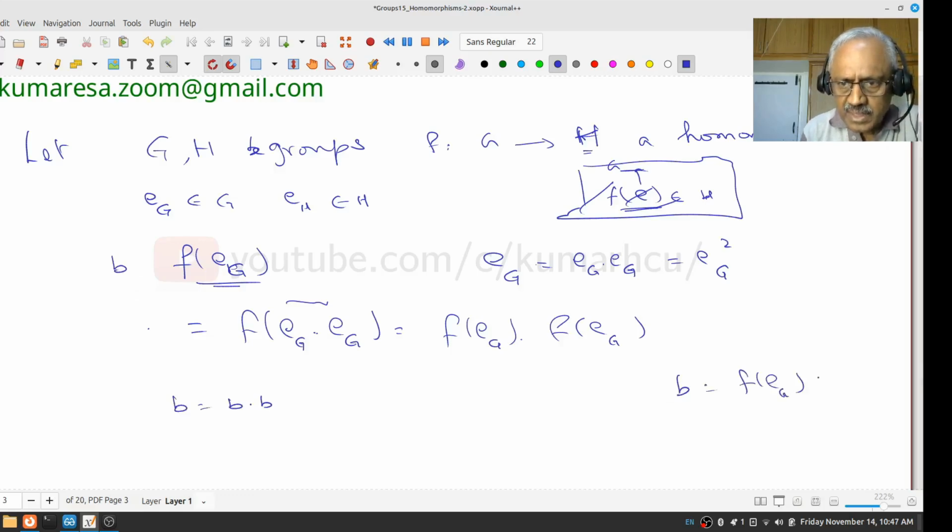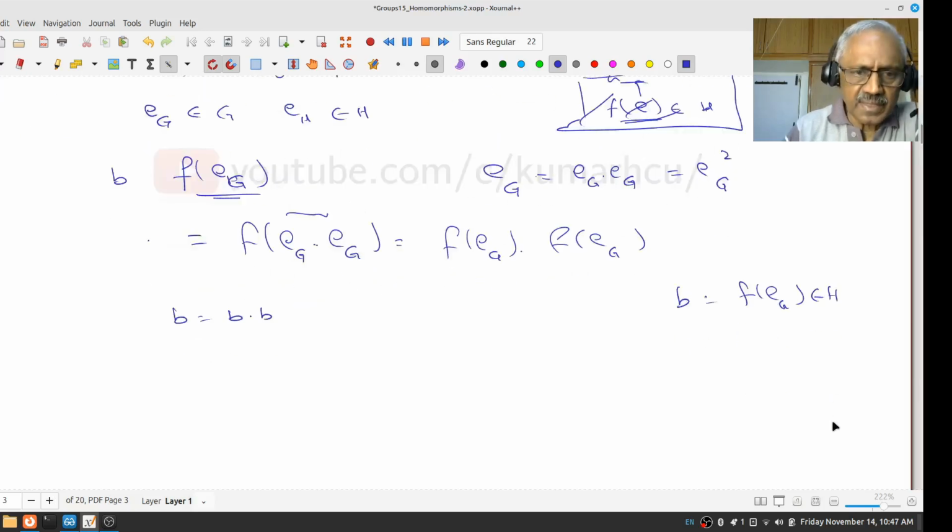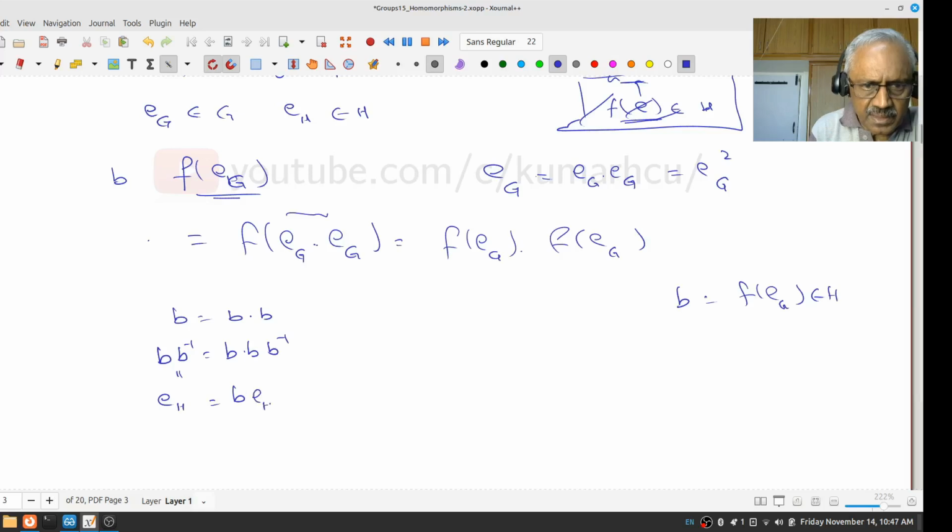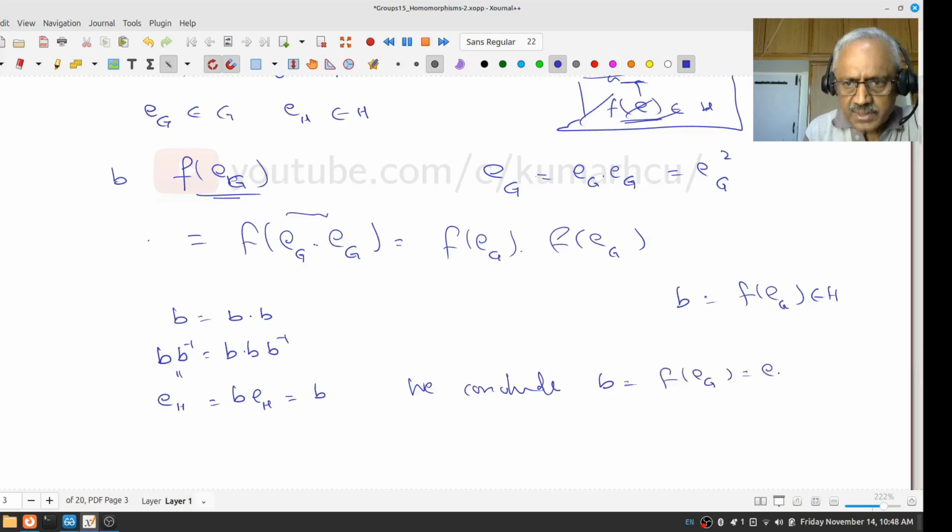Therefore, it says b equals b times b, where b is f of e_G. Where does it live? It lives in H, right? H is a group, therefore I can apply the inverse of b, that is b into b inverse. But this is the identity of H. This is going to be the identity of H into b, therefore b. Therefore, we conclude b, which is f of e_G, is e_H.